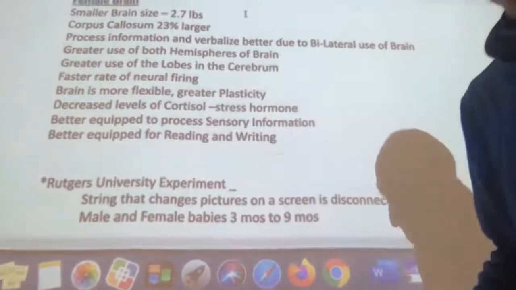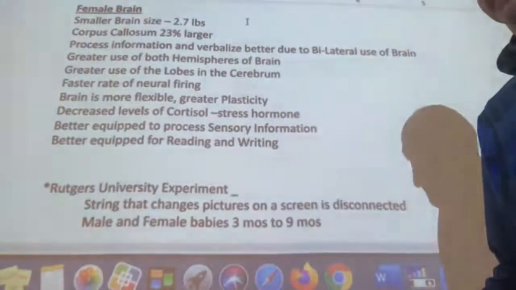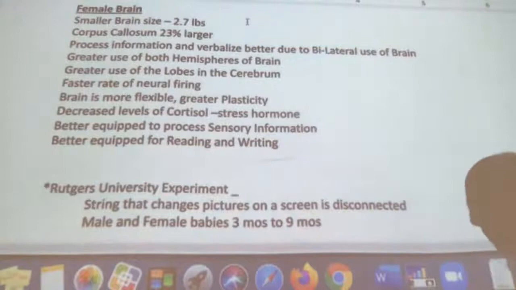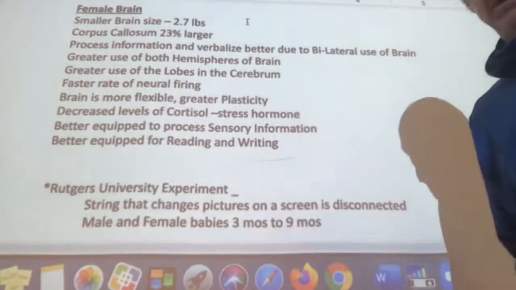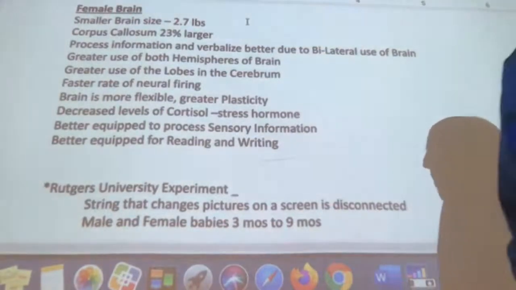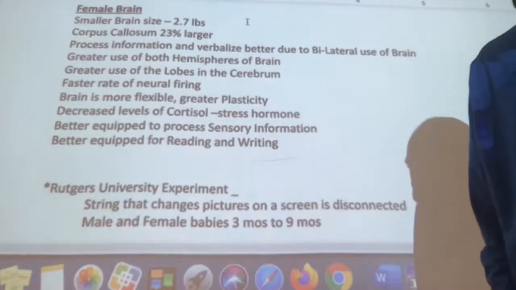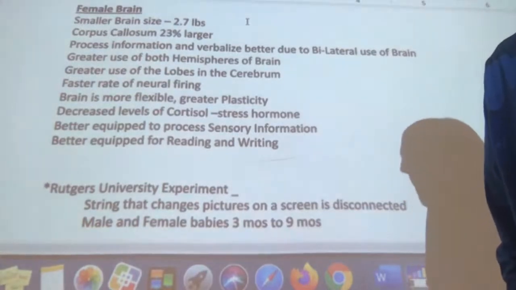All right, and then we have the female brain, okay, which is smaller. It's smaller in size and mass, and it weighs about 2.7 pounds on average, which doesn't seem like a lot, but it is when you're talking about an organ.